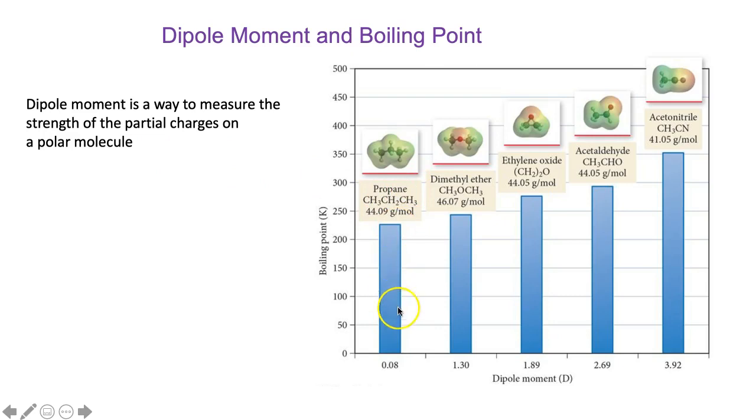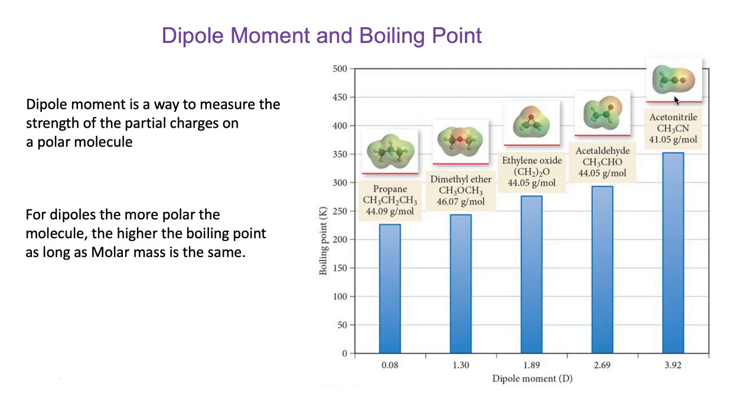Now let's check out our graph here. We have 5 molecules, and as we go up the scale, you can see the dipole moment is increasing, and as the dipole moment increases, so does the boiling point. So that means the molecules are becoming more polar as we go up to the right. So for dipoles, the more polar the molecule, the higher the boiling point, as long as the molar mass is the same.